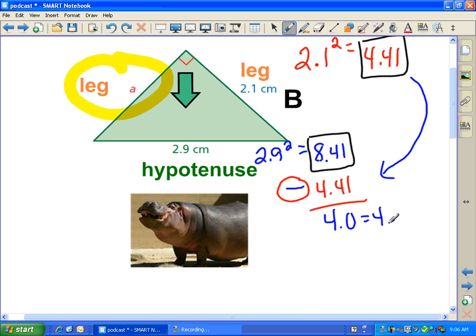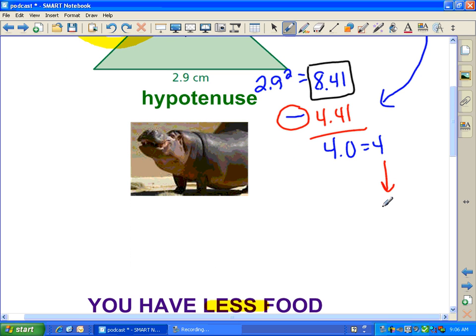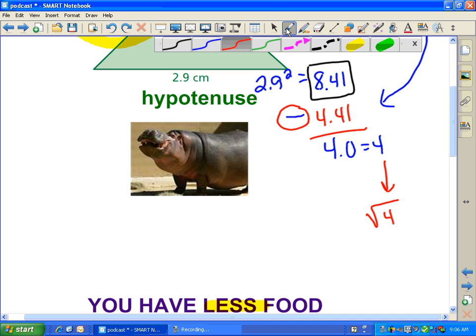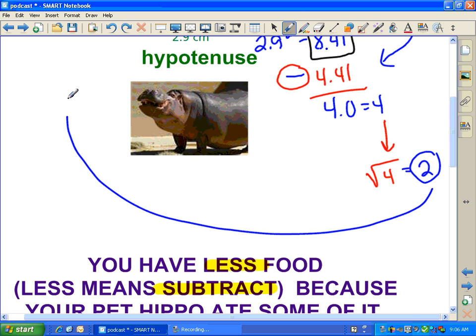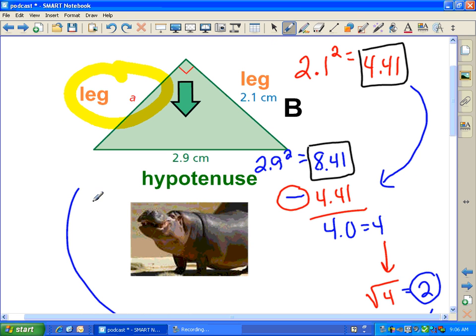Next thing I'm going to do is find the square root of 4. Four is a perfect square. The square root of 4 is 2. So 2 is going to be the distance on my leg here. And to be more precise, it's going to be 2 centimeters.